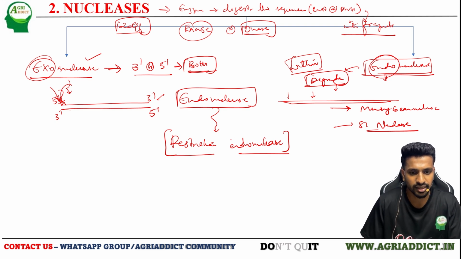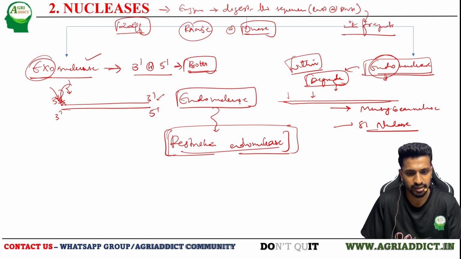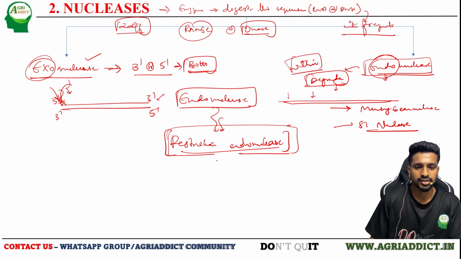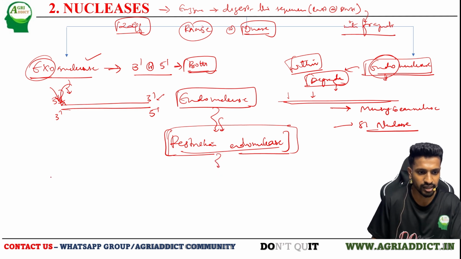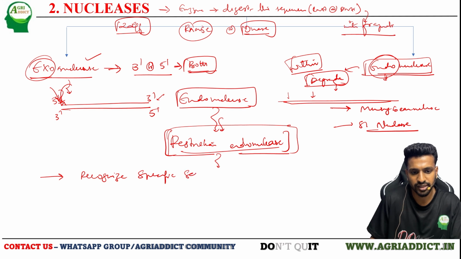So restriction endonucleases. What are these basically? These are again a class under the endonucleases. Obviously, we know the function of endonuclease. It degrades the DNA by producing internal cuts. But what is the speciality of restriction endonucleases? The important features of these restriction endonucleases are, firstly, they recognize a specific sequence on a DNA strand.